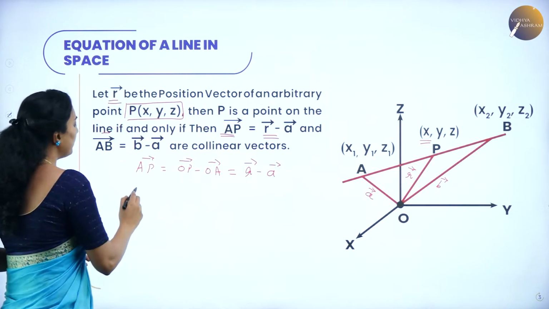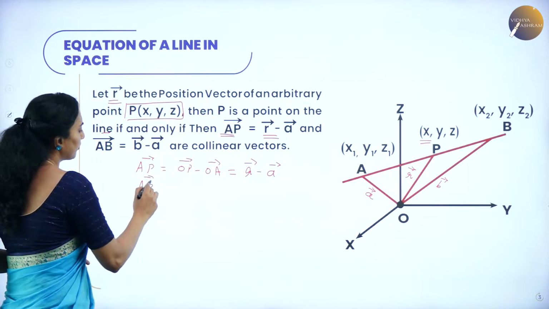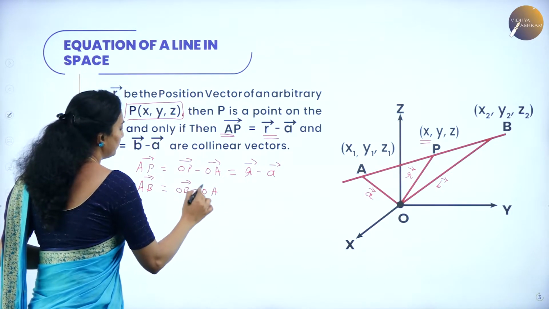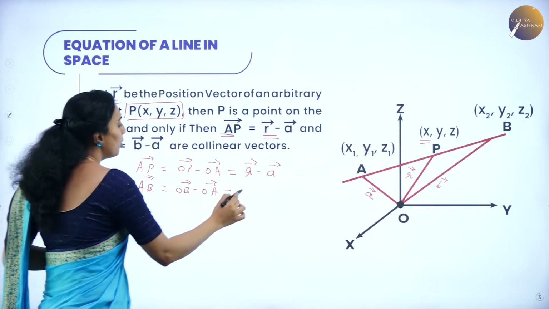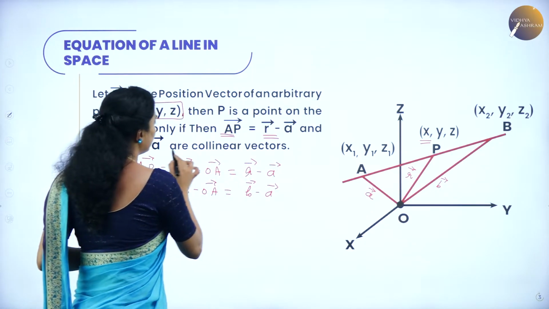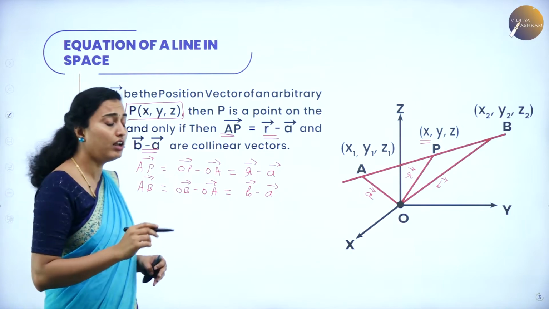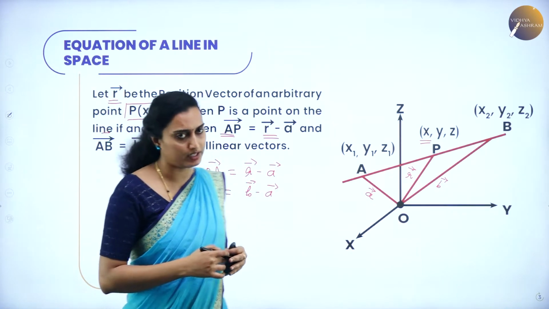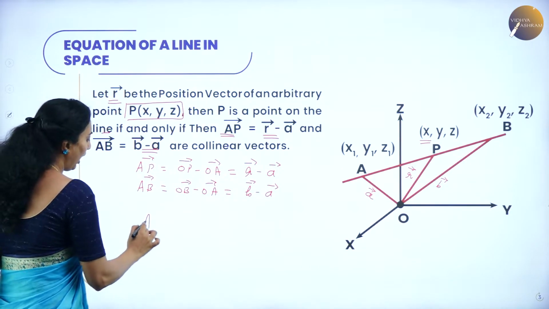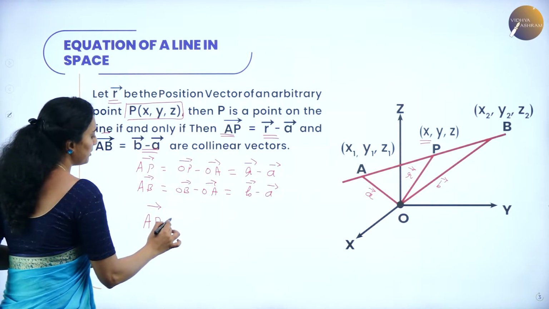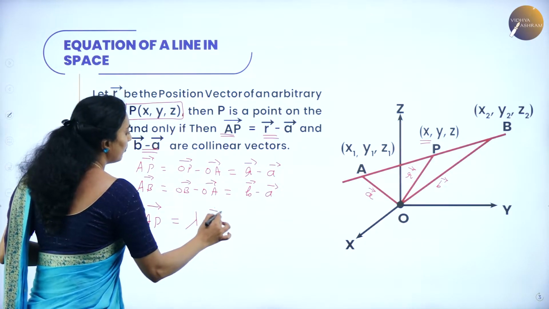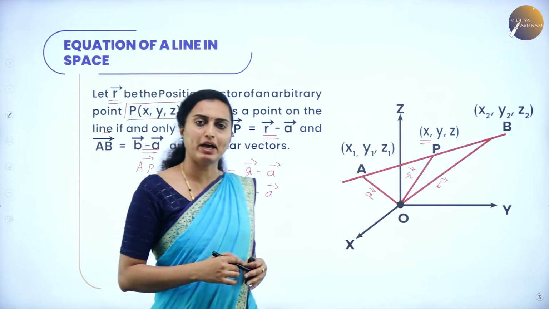Now, AB vector can also be written as OB vector minus OA vector, which is nothing but B vector minus A vector. That's what they have given here. And here, there should be collinear vectors. What do you mean by collinear vectors? You know already, collinearity means AP vector will be equal to lambda into AB vector, where lambda is a constant or a parameter.